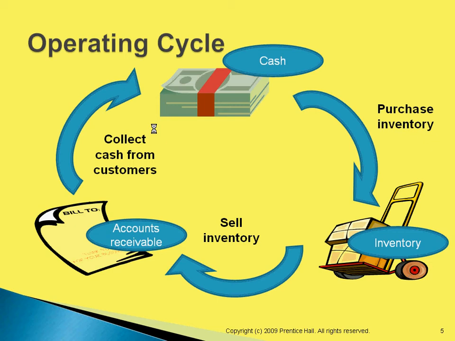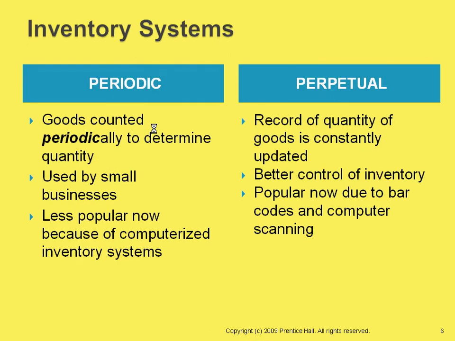Okay, there's two basic types of inventory systems. There is the periodic and the perpetual inventory system. A periodic inventory system is one that's used by a business that does not need to have its inventory updated on a regular basis. It's used for relatively inexpensive goods, such as restaurants or small retail stores.